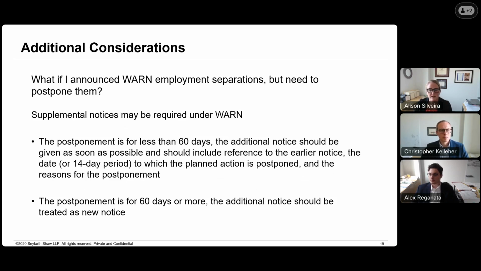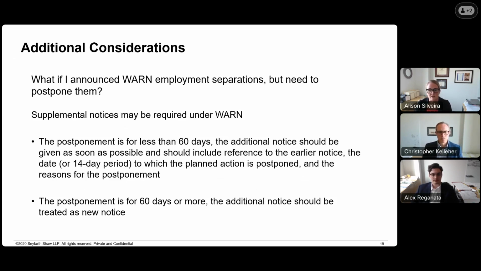So the second question that we get a lot is, what if I announced a WARN layoff or plant closing, but that date is going to be delayed? In those circumstances, if certain employees will need to be retained beyond the dates of separation announced in the initial WARN notices, supplemental notices may be required under WARN.